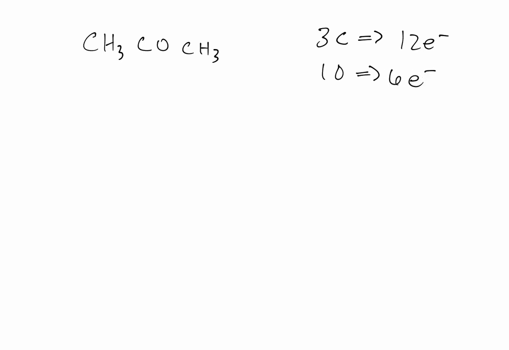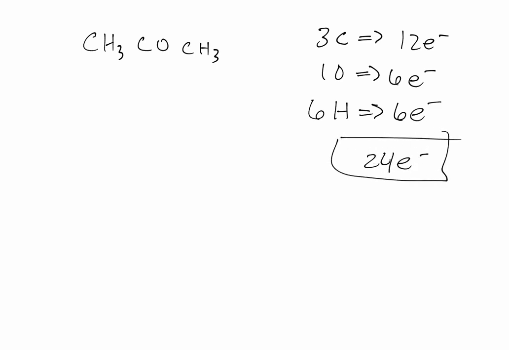Alright, our next example is going to be CH3COCH3. So again, let's start by counting the total number of electrons. 3 carbons will give us 12 electrons. 1 oxygen will give us 6 electrons. And 6 hydrogens will give us 6 electrons. A total of 24 electrons.